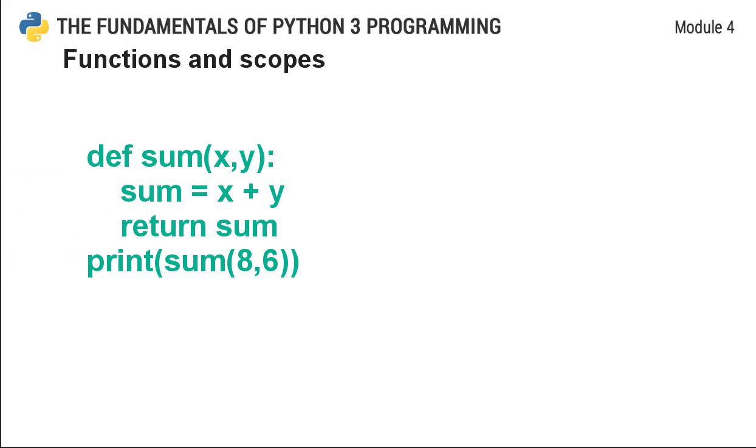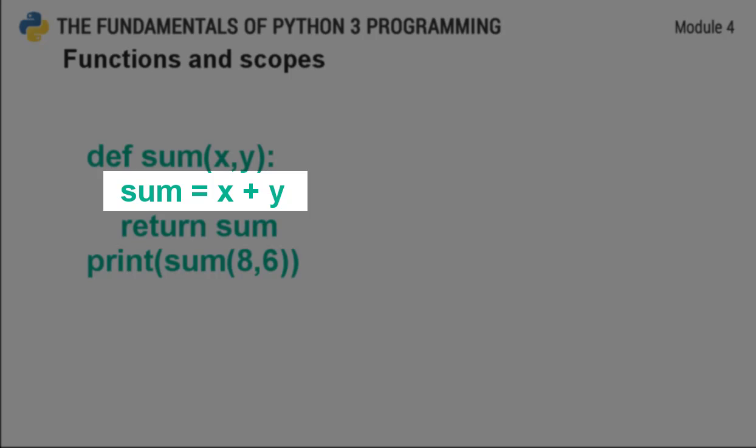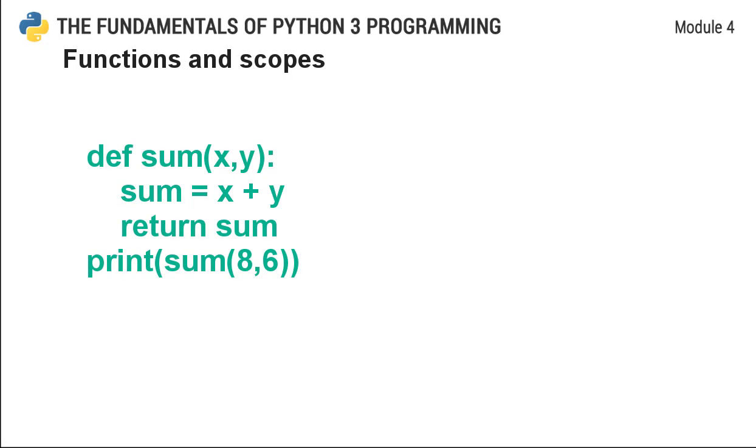Local variables can only be reached in their scope. The example has two local variables, x and y. The variables x and y can only be used inside the function sum. They don't exist outside of the function. Local variables cannot be used outside of their scope. This line will not work.